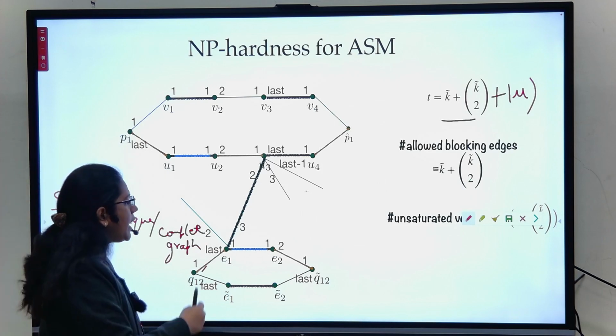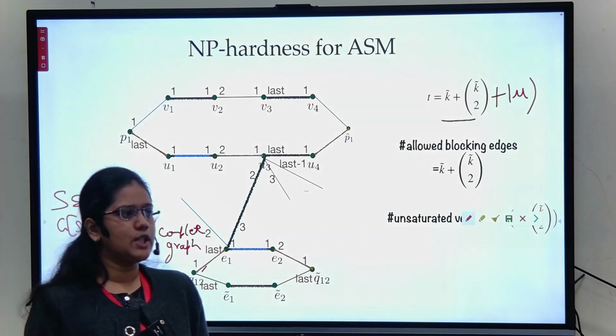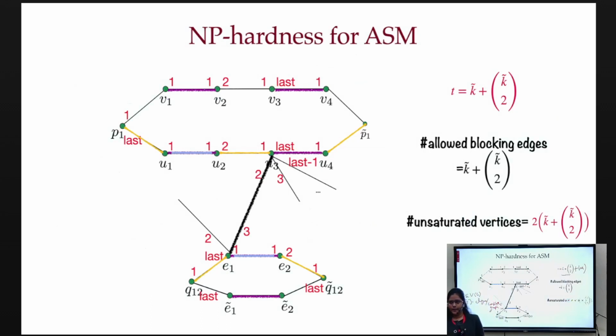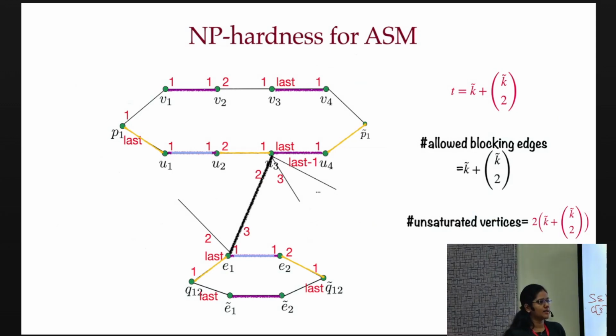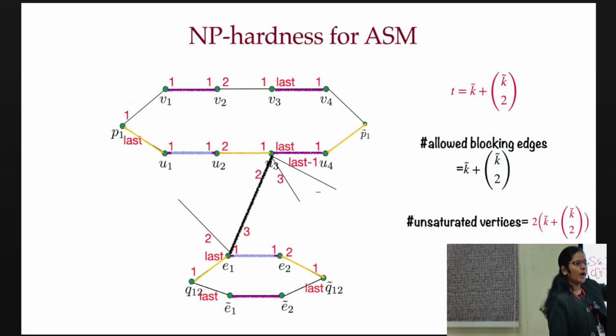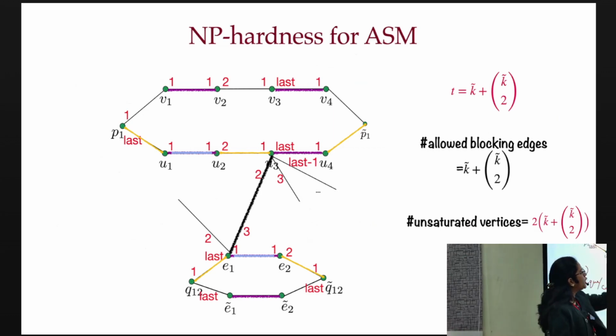But why do I not have other blocking edges? This we need to argue. Where can I have other blocking edges? Let us ask that. U1, I already have this one blocking edge. U2 is matched and has one blocking edge, there is no other edge. What about U3?